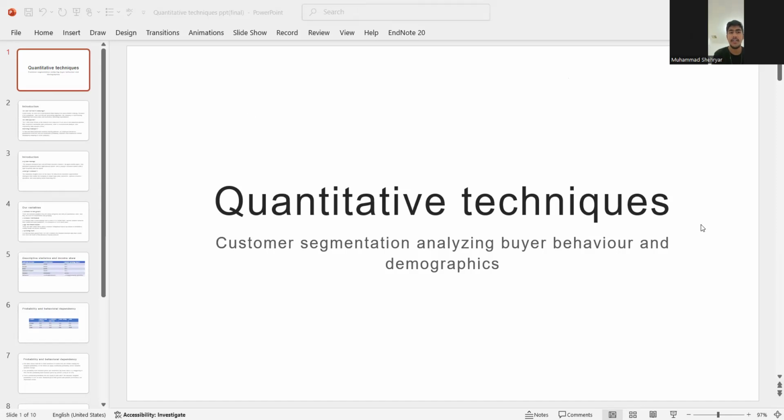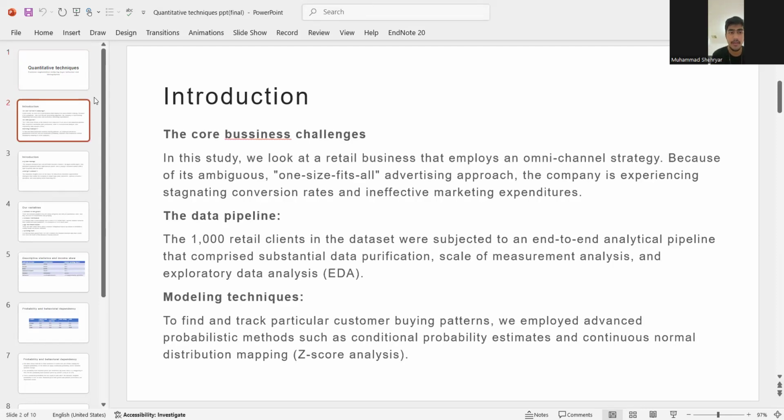I will be presenting my business analysis project focused on customer segmentation, buyer behavior, and demographics. I took the data from Kaggle, the mall customer segmentation dataset, with a basic focus on a raw data set of 100 retail loyalty customers.